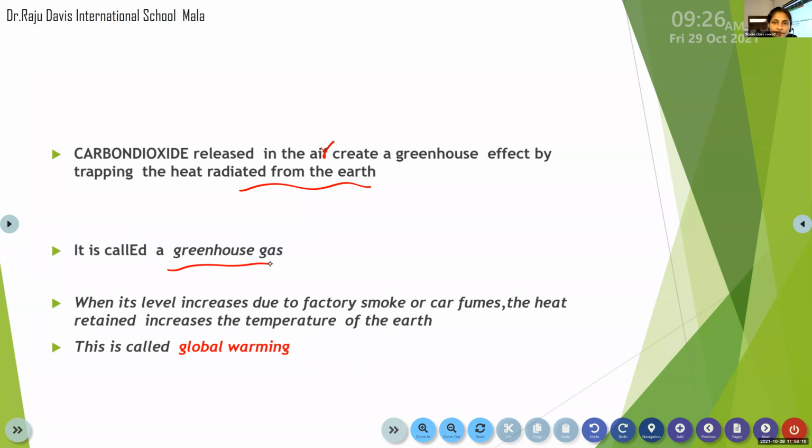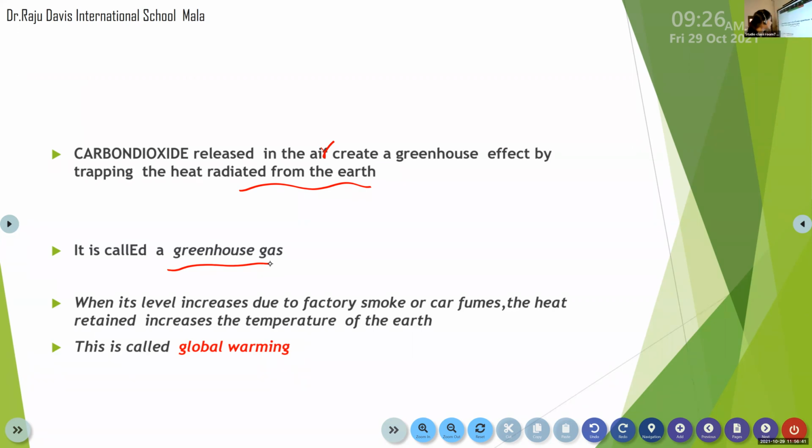Okay, but if the level of carbon dioxide increases in the air, children, if we cut the trees, the level of oxygen will be reduced, right? Yes. And also if we burn something, or due to the smoke coming out from the factories and all, the level of carbon dioxide will increase. Yes, increase. It will be very high.